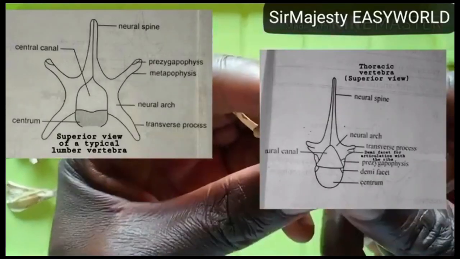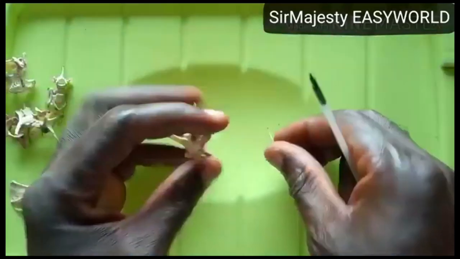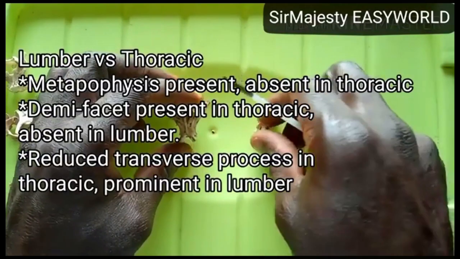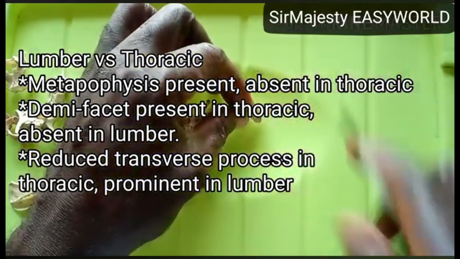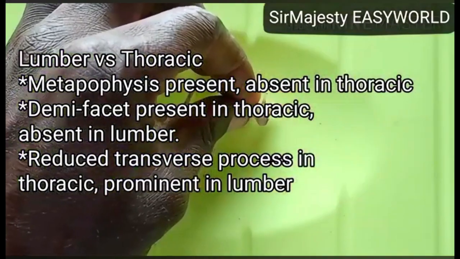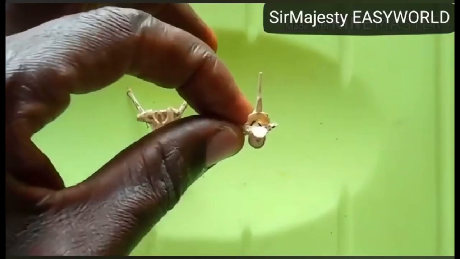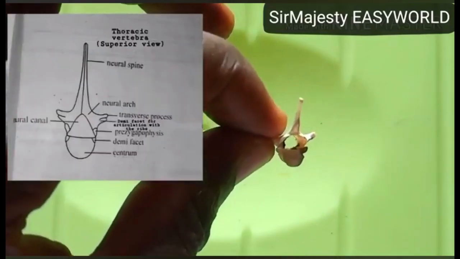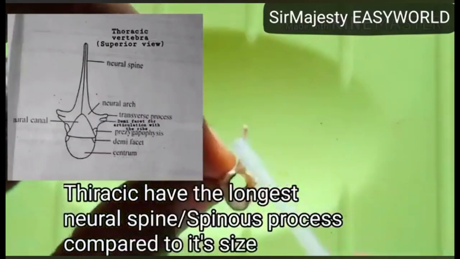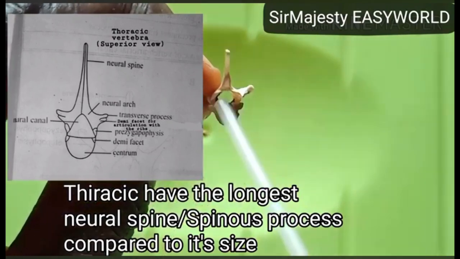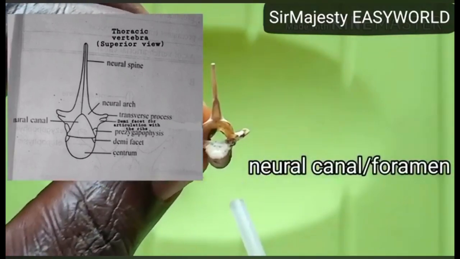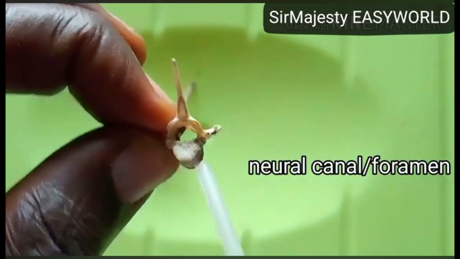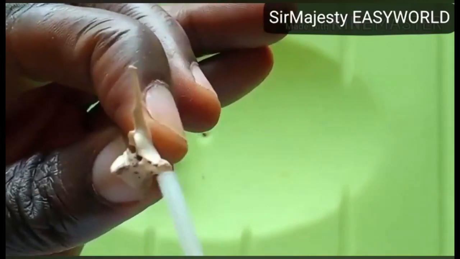Let's compare this bone with another vertebra, which is the thoracic vertebra. As you can see, the one I'm holding now is the thoracic vertebra, and the distinguishing feature is that it has the longest neural spine. That's the longest spinous process. That's the hallmark. Then that's still the neural canal for the passage of the spinal cord. That's the body or the centrum.